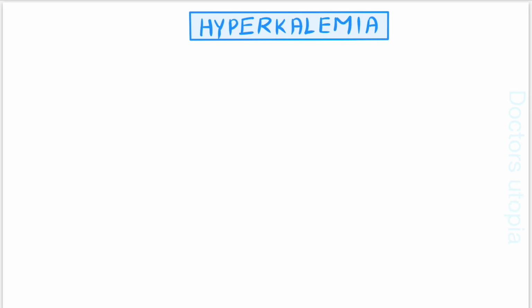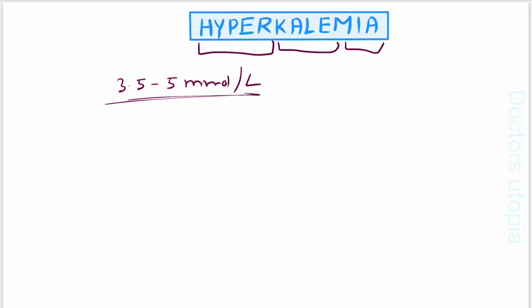Let's start with the definition. Hyperkalemia means high levels of potassium in the blood. What's the normal potassium level in the blood? 3.5 to 5 millimole per liter. This is the normal level. But when can we say this is hyperkalemia? If the level of potassium is more than 5.5 millimole per liter, then it is called hyperkalemia.